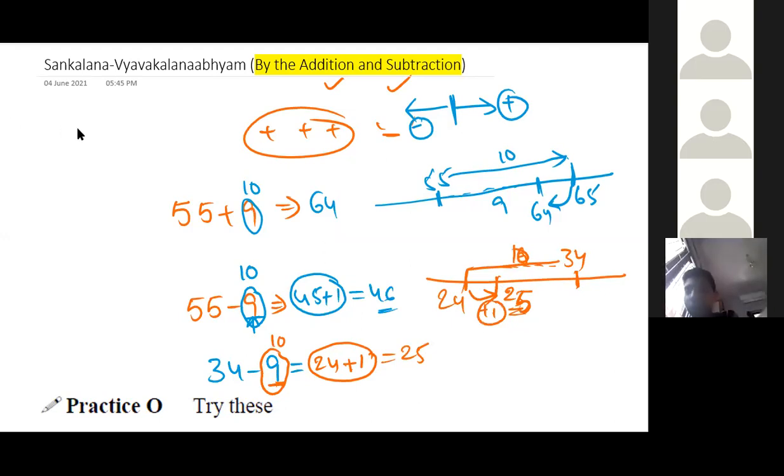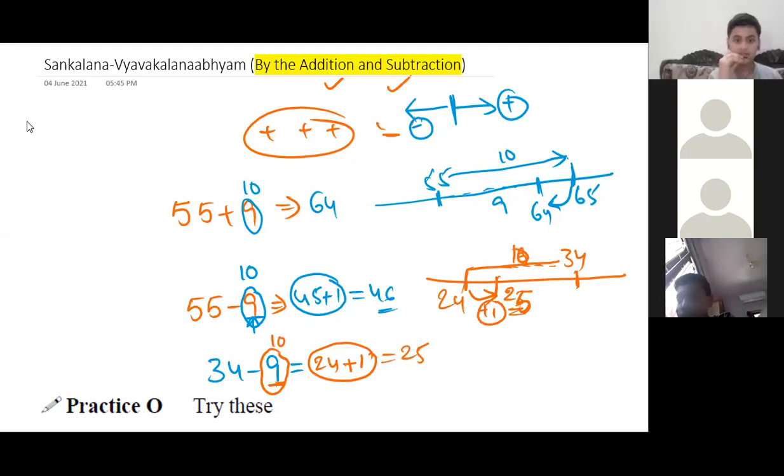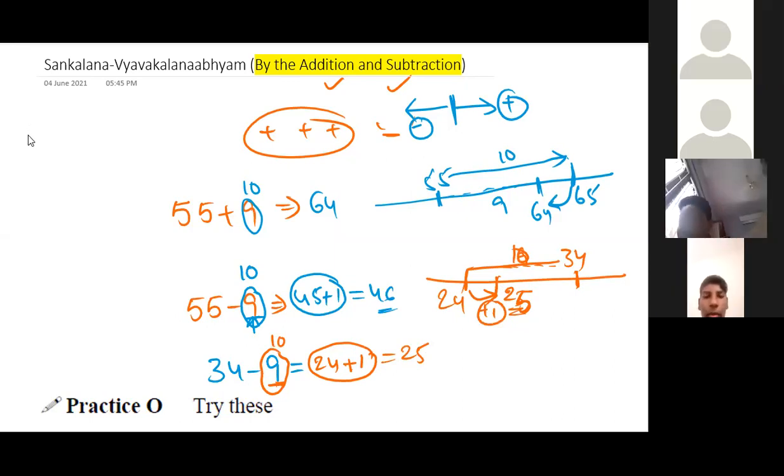If the number in place of 9 is 8, we have to add 2, right? Yes, the same as in the previous case. If it is 34 minus 8, instead of subtracting 8, we'll subtract 10. Later we'll add 2, because we are subtracting 2 extra. Okay, sir, I got it.